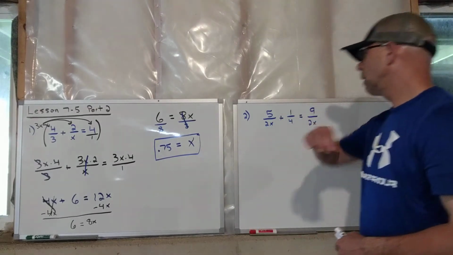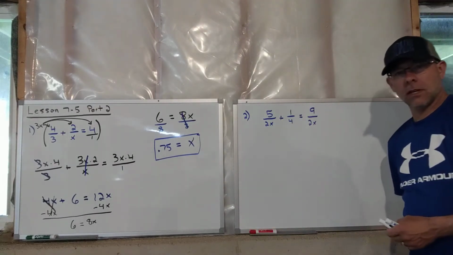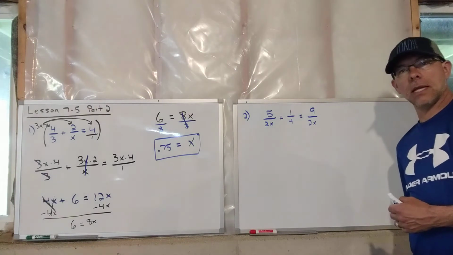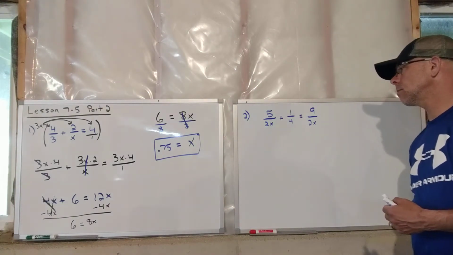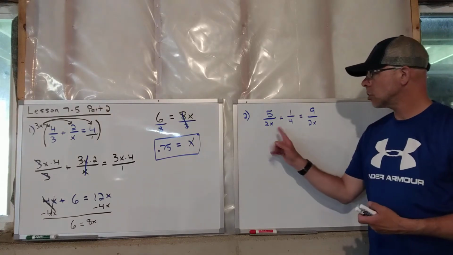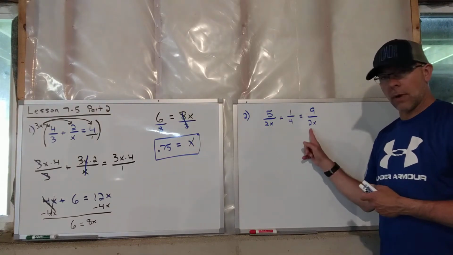Okay? Let's move on to the next one. Just maybe a tiny bit more complicated. It's got more denominators going on, so it's a little bit fussy. Now, if you look at your denominators, they're 2x, 4, and 2x.